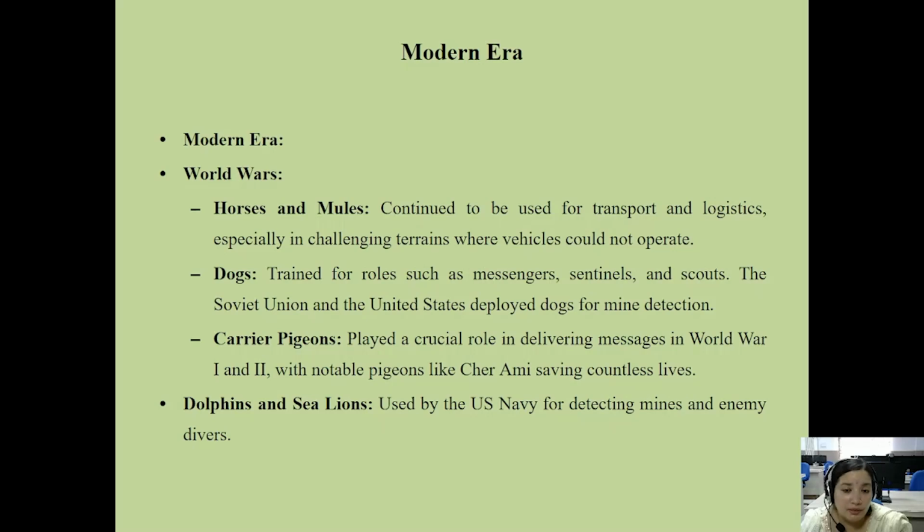enemy strategies. So they have qualities. Horses, dogs, and pigeons have qualities. That's why they have been used in the modern era as well, during the World Wars. Dolphins and sea lions were also used by the U.S. Navy for detecting mines and enemy divers.